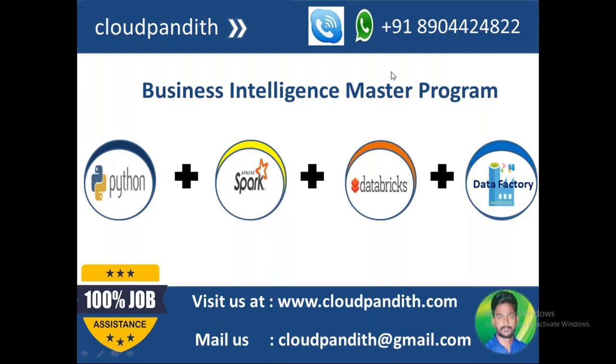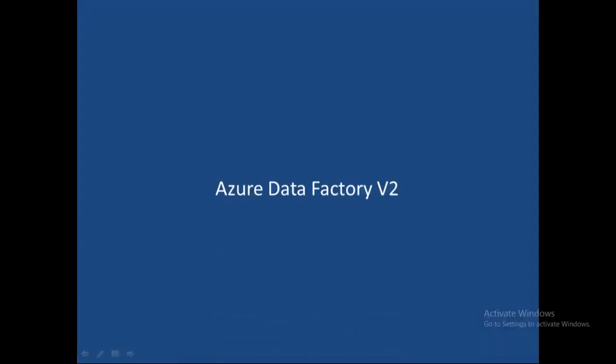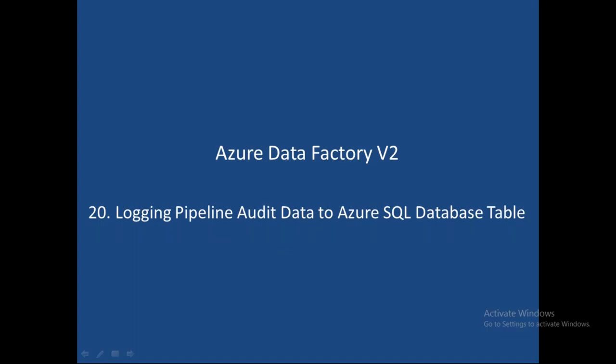Okay. Good morning, friends. In this Business Intelligence Master Program, this is our 20th session. In this session, we are going to see logging pipeline audit data to an Azure SQL database table. What it means is, whenever you run a pipeline, you need to fetch all the details: how much time this particular pipeline execution has taken. Next, if you are using a copy activity in that pipeline that is copying some data, you want to understand how much data it is copying, whether whatever data it has fetched from the source is loaded into the destination or not. What is the overall status?